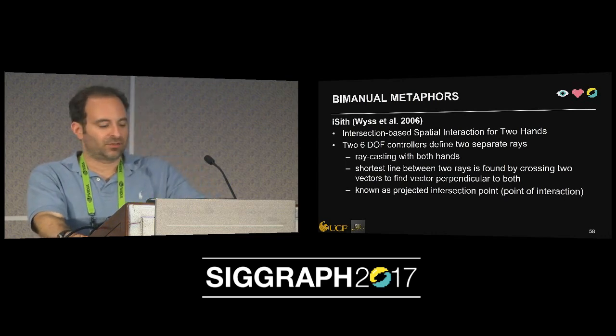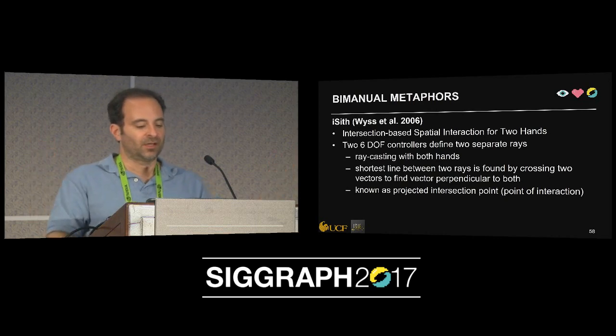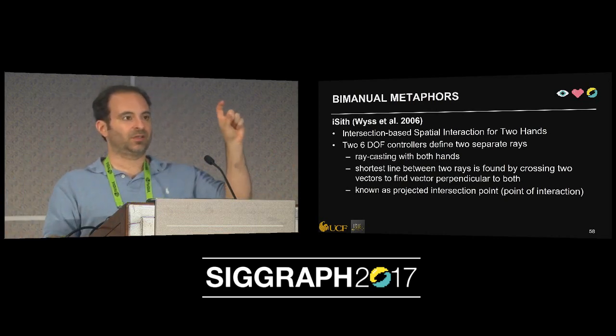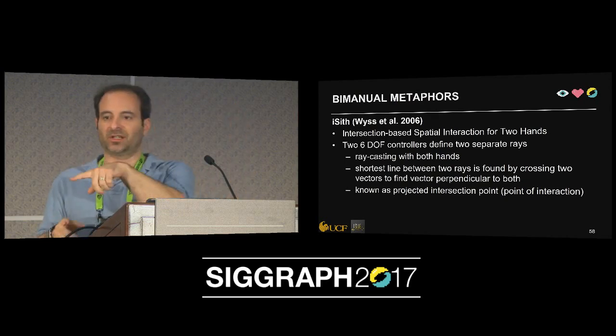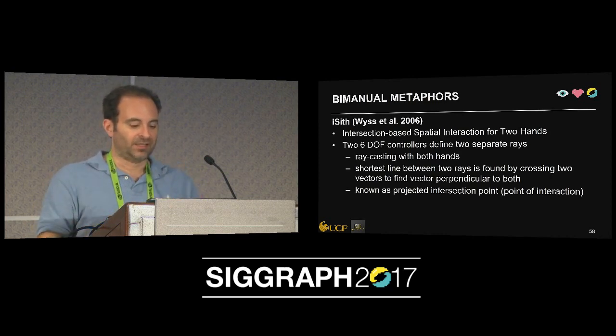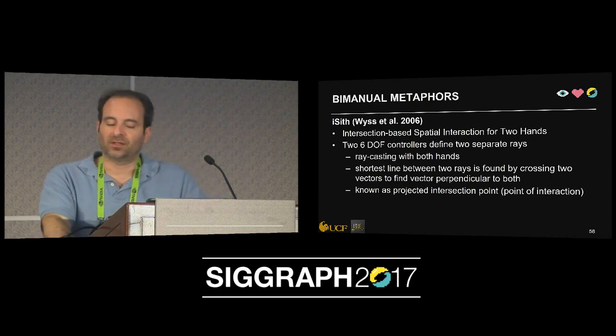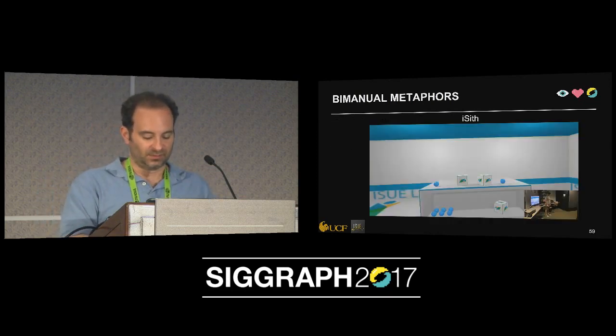And once again, it uses two 6-degree of freedom controllers. They define two separate rays. You have ray casting on each with both hands. And the shortest line between the two rays is found by crossing two vectors to find a vector perpendicular to both of them. And that perpendicular line basically gives you a projected intersection point, or the point of intersection, which is used for selection. So let's look at ISITH.